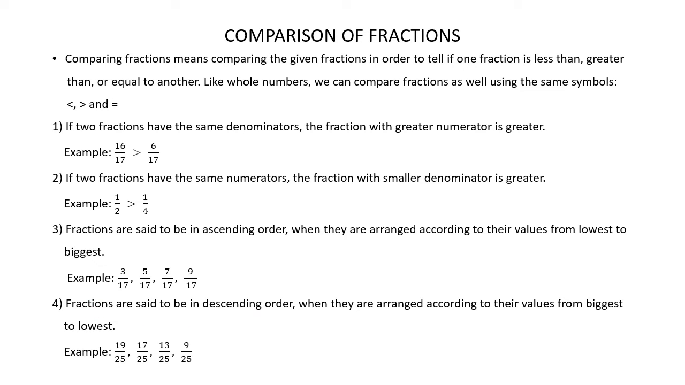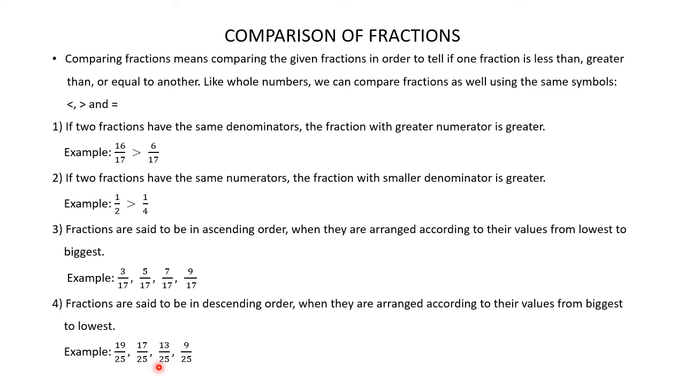Fractions are said to be in descending order when they are arranged according to their values from biggest to lowest. Look at these fractions. Here 19 by 25 is the biggest and 9 by 25 is the smallest. So these fractions are arranged in descending order. 19 by 25 is bigger than 17 by 25, is bigger than 13 by 25, is bigger than 9 by 25.